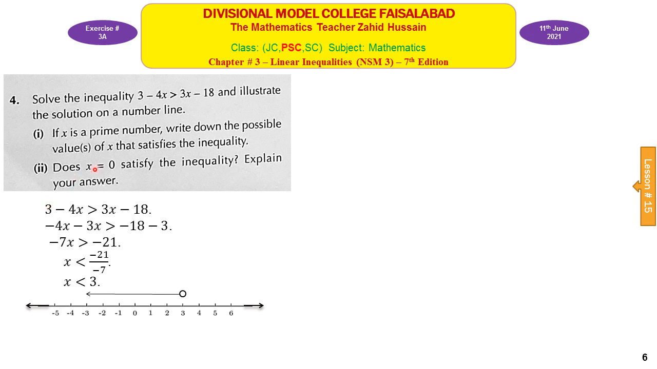Now in the first part, if x is a prime number, write down the possible value of x that satisfies the inequality. So the prime value of x is 2, because 3 is also a prime number, but 3 is not included in the solution of this. When there is a less than sign, it means x is less than 3. It is not equal to 3. So less than 3, the prime number is only 2. 1 is not a prime number.